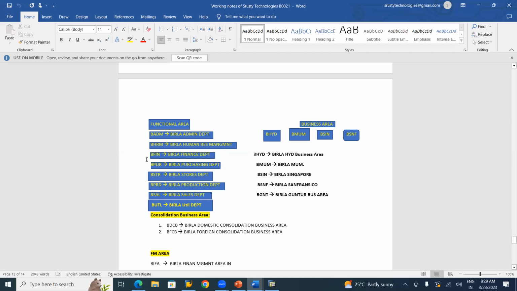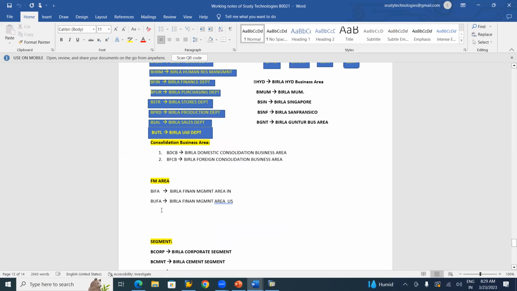Next one, departments. The same thing: Birla admin department, HRM department, Birla finance, purchase, stores department, production department, sales department, and utilities department. Clear? And so we have different business areas.